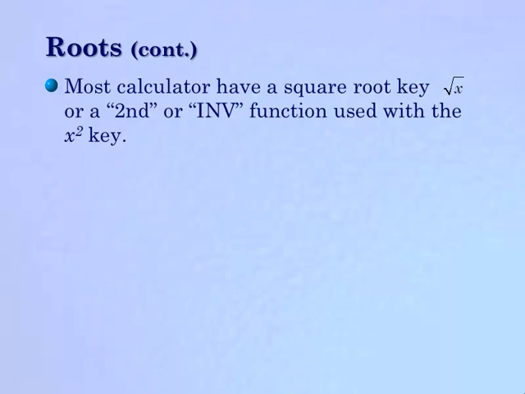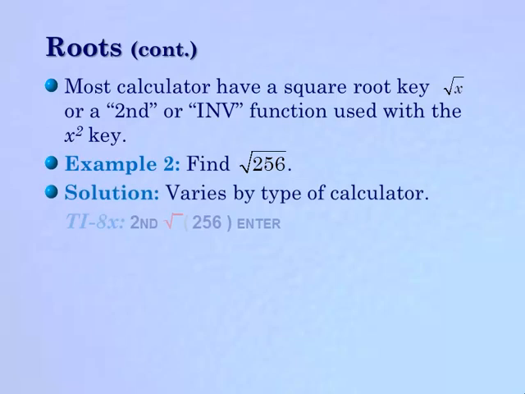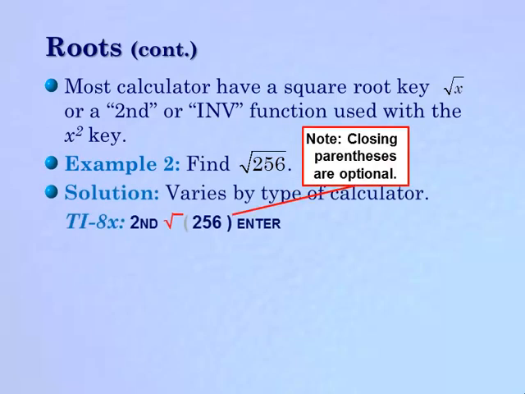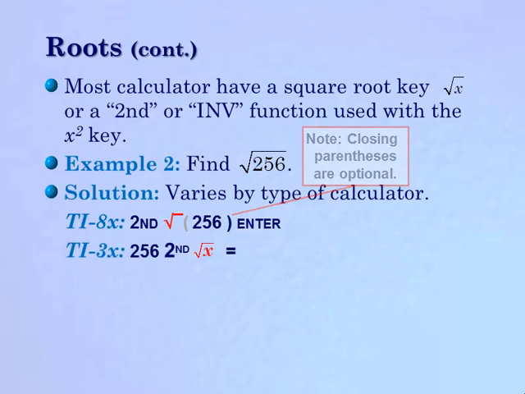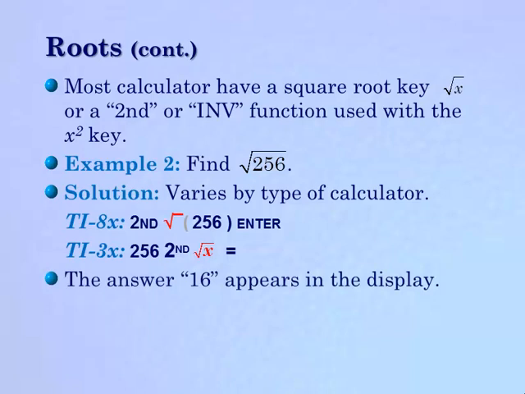Now, most calculators have a square root key, or an inverse function used with the x squared key. So, for example, let's find the square root of 256. The solution is going to vary by the type of calculator that you have. With the TI-80 series of calculator, you'll take the second square root function that's on your key, enter in 256 and press enter, and you'll have your result. With an earlier model of TI-30 series, you will have to enter 256 first, and then go for the second square root function, and then press equals and get your result. And of course the answer is 16, and that will appear in either case.